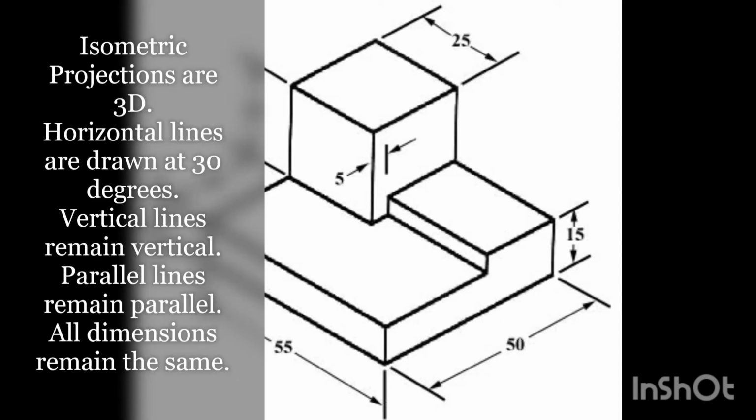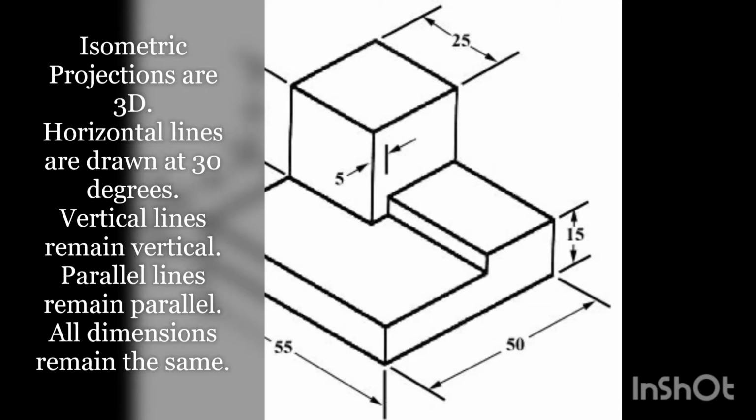Okay, so this is the video that I had promised. Very short video explaining isometrics. So we have some properties of isometric drawings. They are 3D, three-dimensional. Horizontal lines are drawn at 30 degrees. Vertical lines remain vertical. Parallel lines are parallel, and all dimensions are the same.